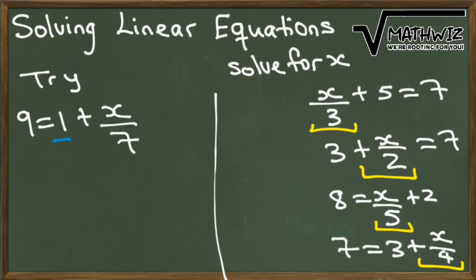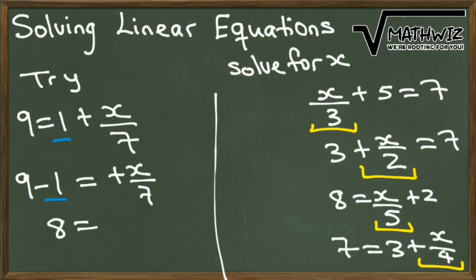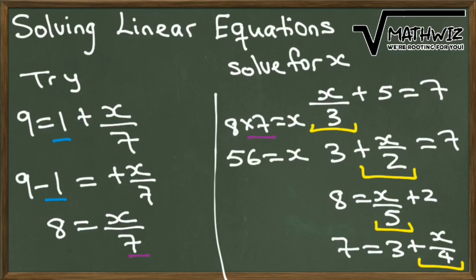The 1 which is added, when you take it across, you will subtract. And so we have 8 is equal to x over 7. The 7 which is divided, when we take it across, we will multiply. The 8 times 7 will give us 56, and that is your answer.